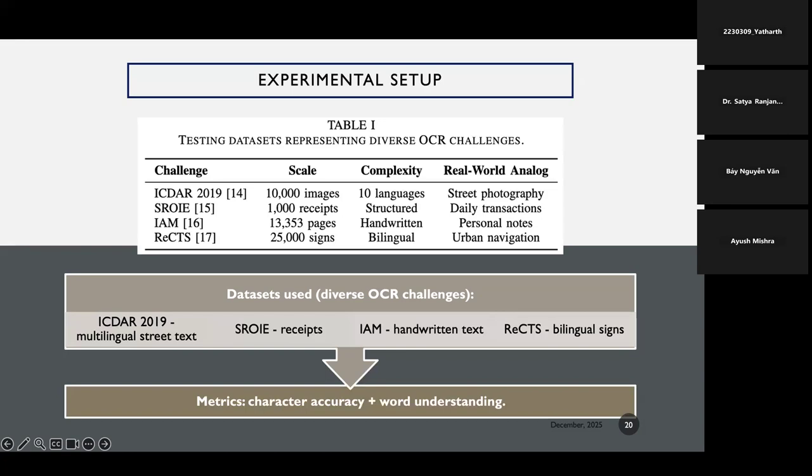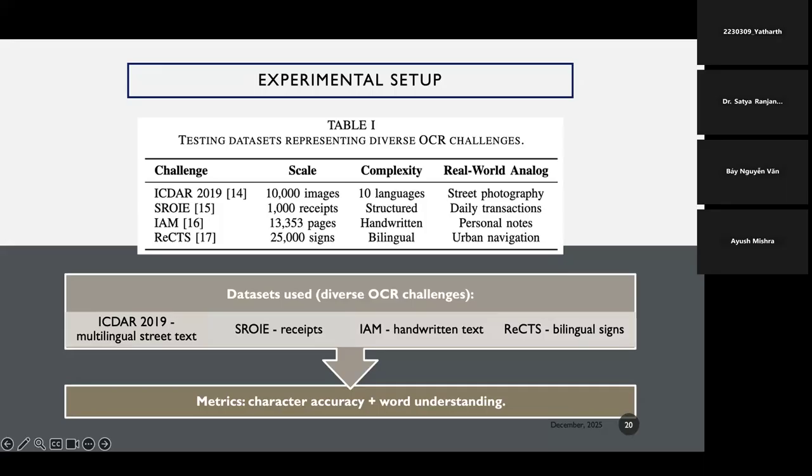And then we have the ICDAR 2019 and RCTW. These contain multilingual street text and bilingual signs. In a globalized healthcare system, patient records often contain mixed languages: Latin names for drugs, local language for instructions, and also the doctor's language. These datasets test the model's ability to switch language on the fly, right?